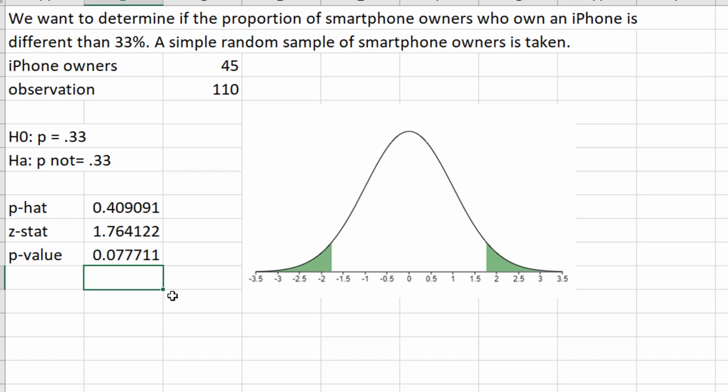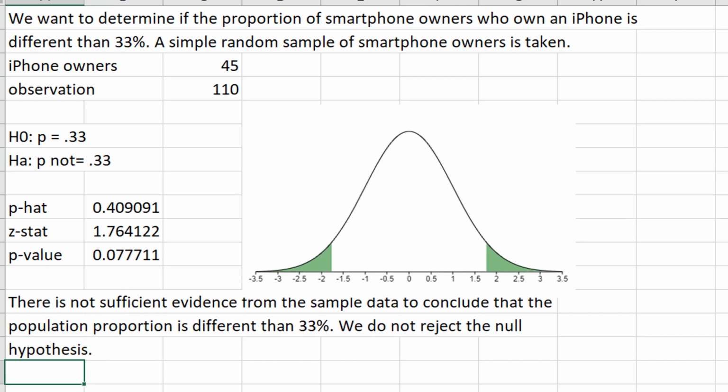A sample proportion that's this different or more different than 33%, 8%, is not low enough for us to discount the null hypothesis. So we would say there is not sufficient evidence from the sample data to conclude that the population proportion is different than 33% at a significance level of 5%. I should point that out. In this case, we do not reject the null hypothesis.